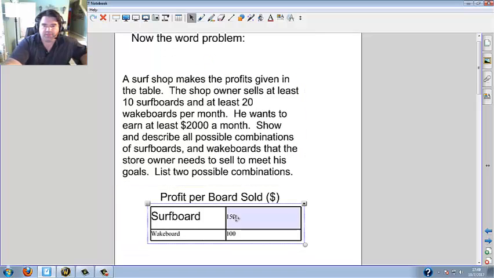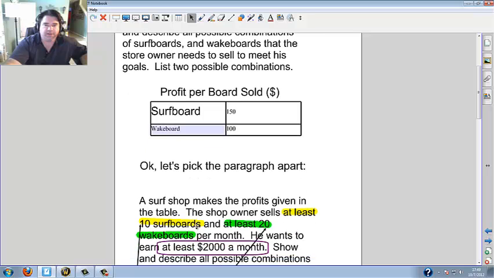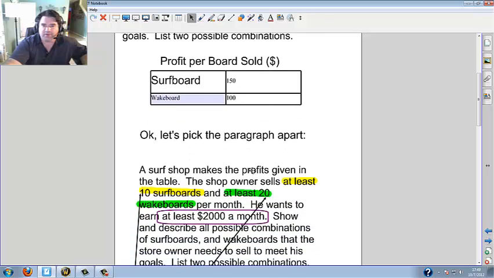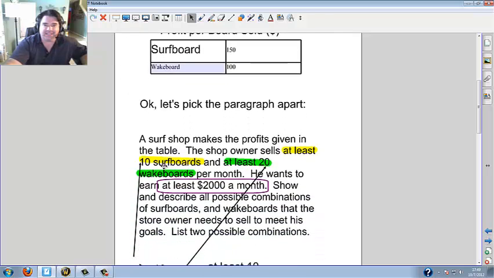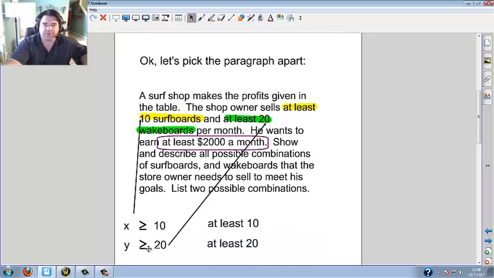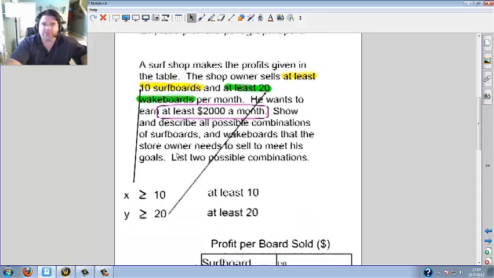So if you notice here, he intends on making $150 profit on a surfboard and $100 profit on a wakeboard. So let's go ahead and pick the paragraph apart. At least 10 surfboards, so X is greater or equal to 10, and he's going to sell at least 20 wakeboards, and he wants to earn at least $2,000 a month.